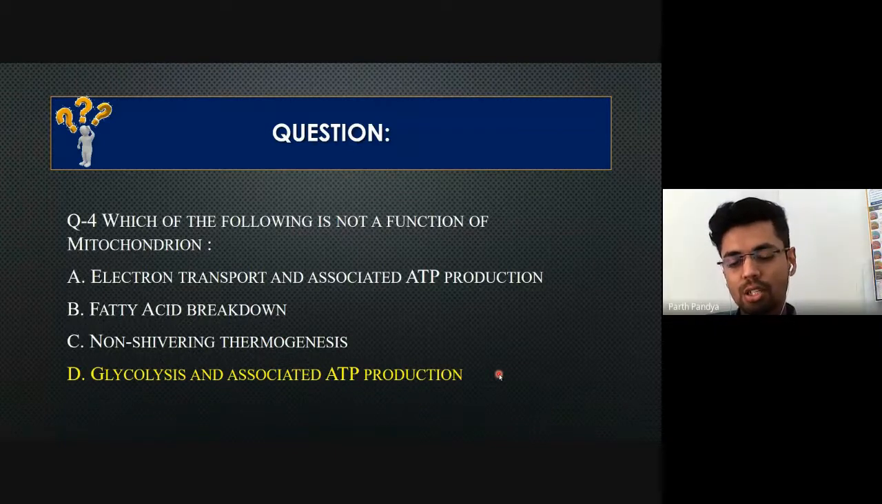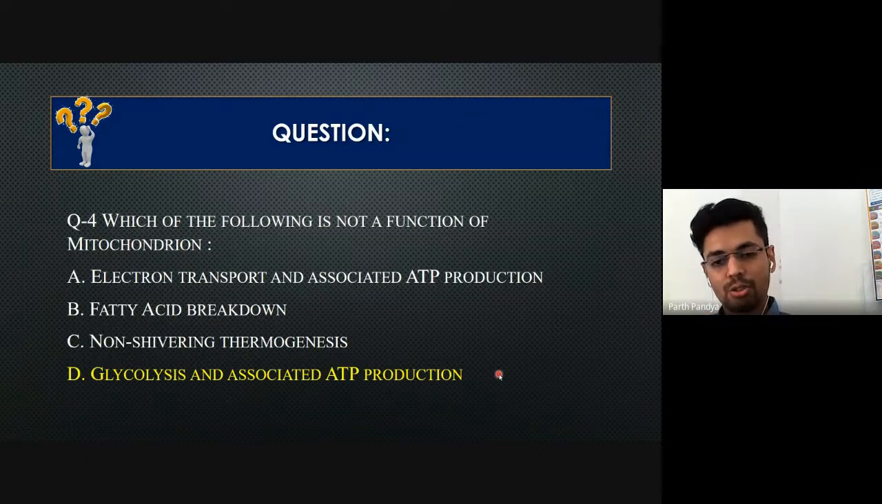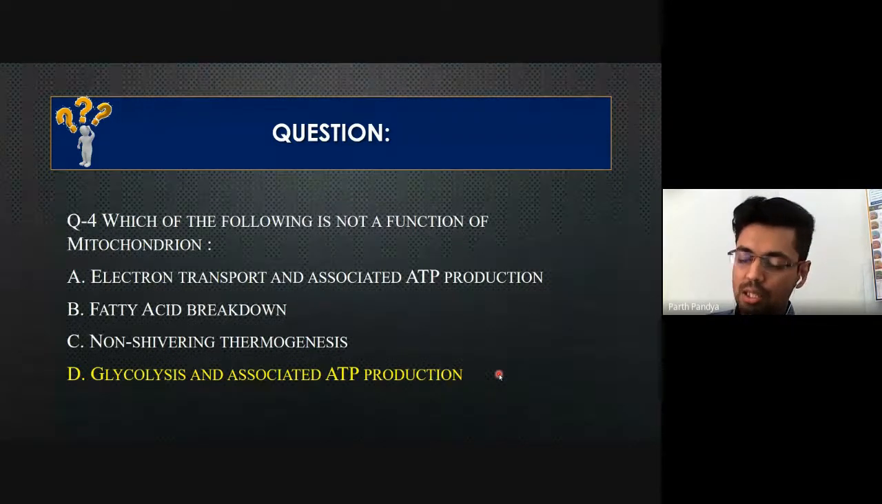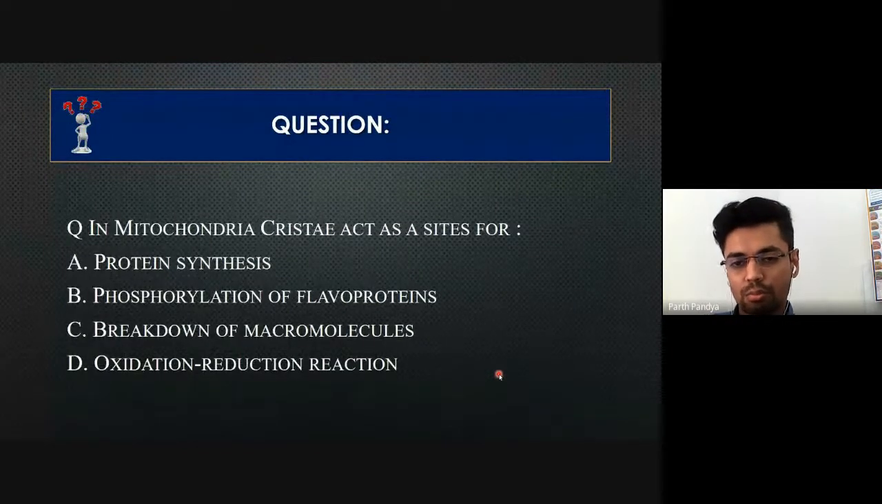So glycolysis is one of the biochemical pathways which occurs in the cytosol, and it is not occurring in the mitochondria. So the ATP which has been produced is also in the cytosol, and it is not associated with the mitochondria. Yes, it is linked, but the ATP production with respect to glycolysis is in the cytosol.